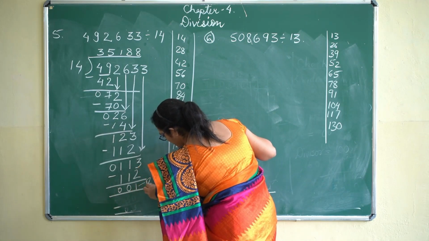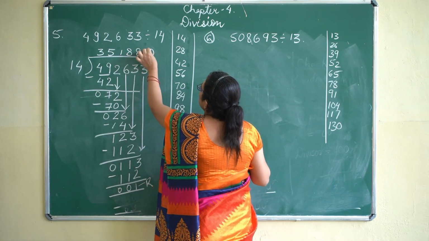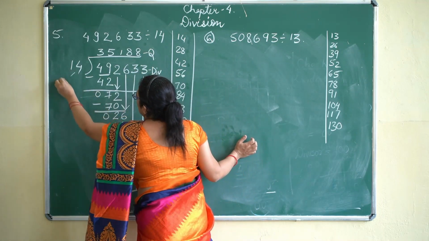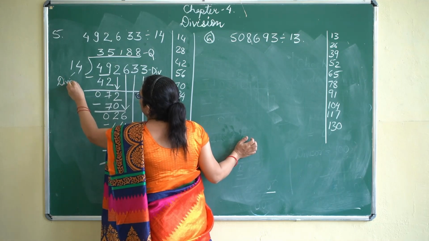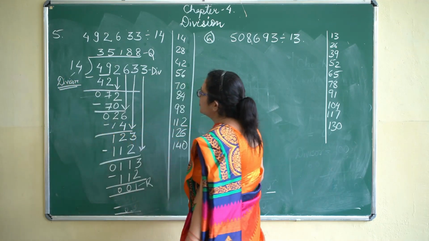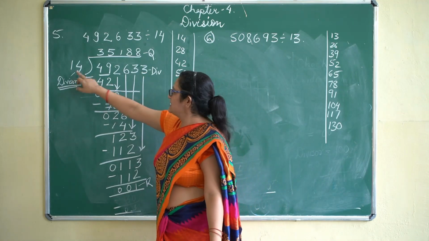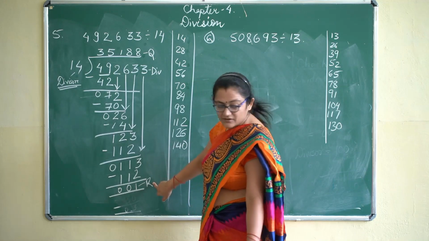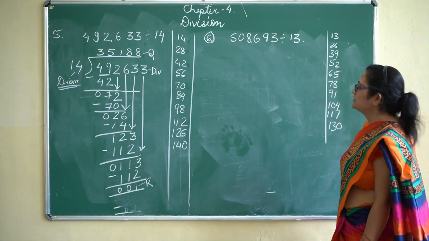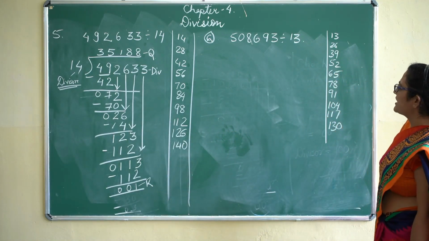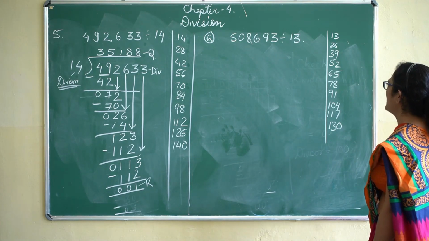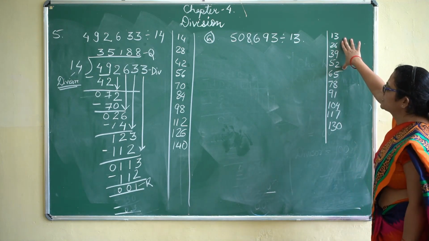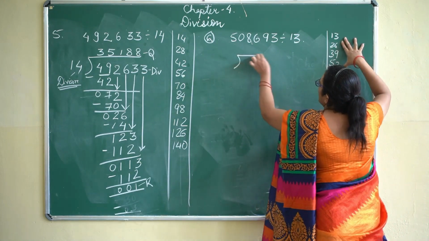This is your remainder. This is your quotient. This is your dividend. And this is your divisor. When you have to check, we need all these things. So you should know what the divisor is. This is the divisor. This is the dividend. This is the quotient, that is your answer. And this is the remainder. Okay. Now we will do the next question: 5,08,693 divided by 13. Again I have written the table of 13 for reference. How will you write it?